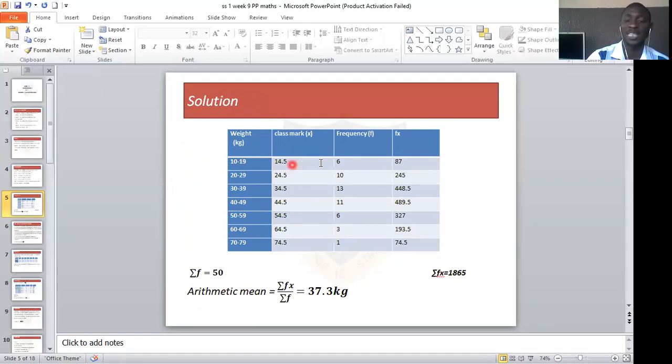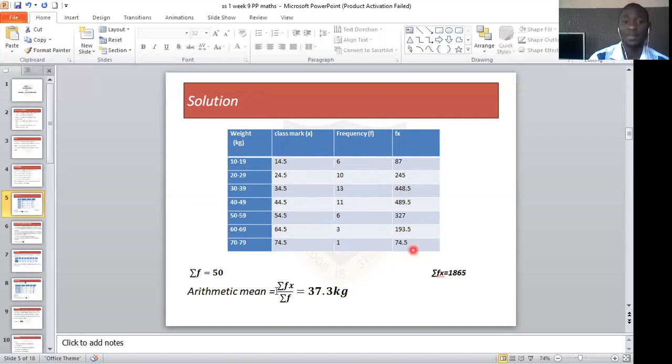Now you multiply. In your individual class, you look at the fx, that is the summation of the fx. Now your x stands as your class mark. Unlike that of the ungrouped data, your x now is your class mark. So you multiply 14.5 times 6 will give you 87. 24.5 times 10 will give you 245. 34.5 times 13 will give you this, and it goes down to 74.5 times 1, which will give us 74.5.